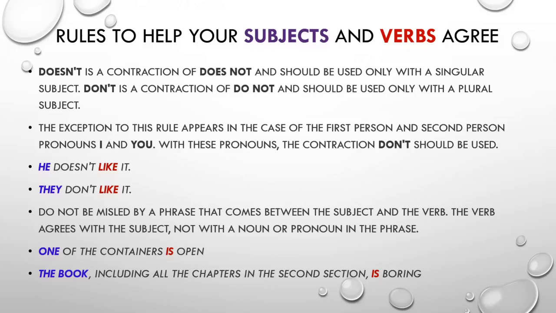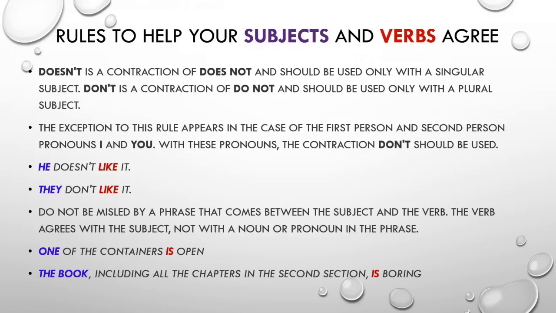The exception to this rule appears in the case of the first person and second person pronouns, I and you. With these pronouns, the contraction don't should be used. So, he doesn't like it. Here he is singular, so doesn't is used there. They don't like it. So they is actually plural, so we use don't there.